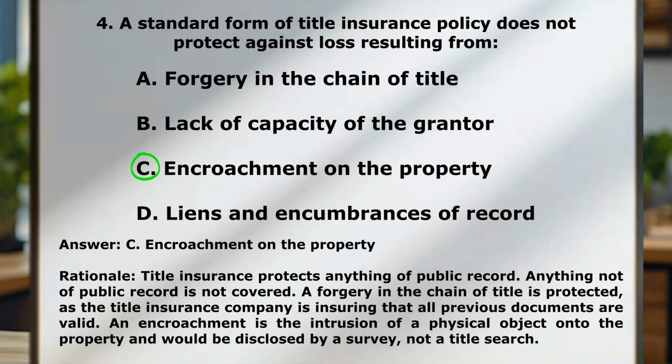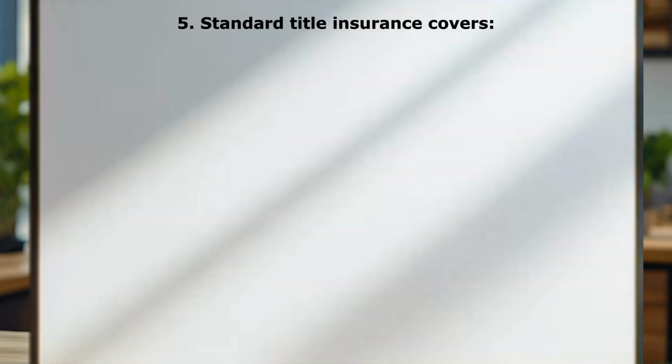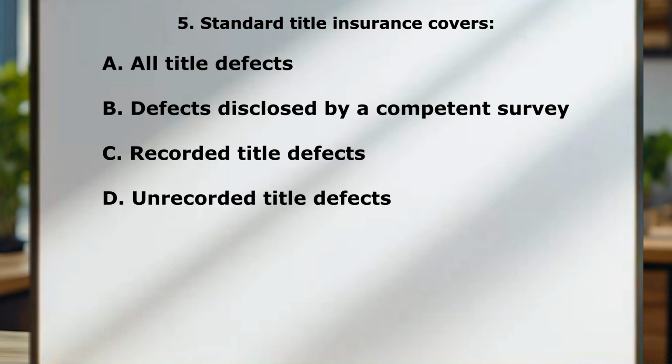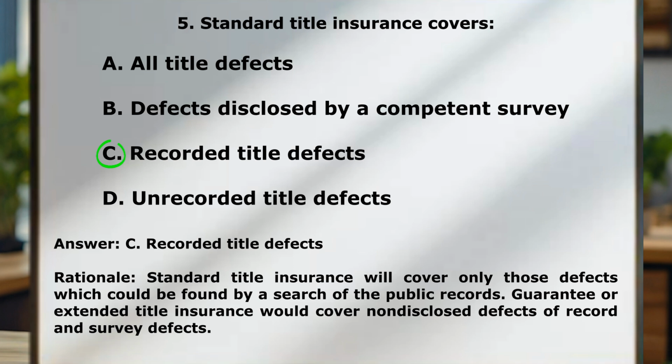So in this case, a forgery in the chain of title, definitely protected. An encroachment is the intrusion of a physical object onto the property. Question number 5. Standard title insurance covers A. All title defects. B. Defects disclosed by a competent survey. C. Recorded title defects. D. Unrecorded title defects. The answer here is C. Recorded title defects.